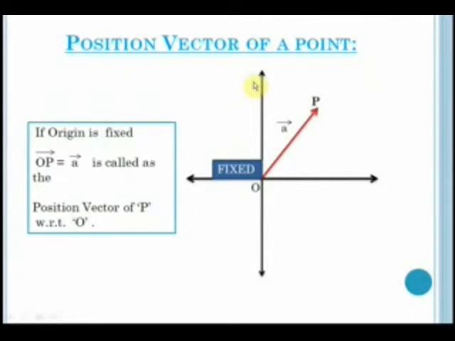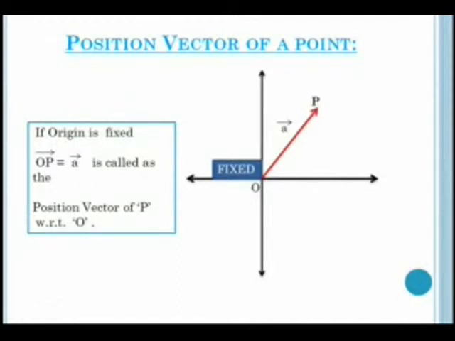Now position vector of any point. So what is position vector? Let us say that this is the axis. Now we know that origin is the point of intersection of the two axes x and y. So it is a fixed point. Now if we have any point P, then this vector OP, which is equal to A, is called the position vector of P with respect to O.